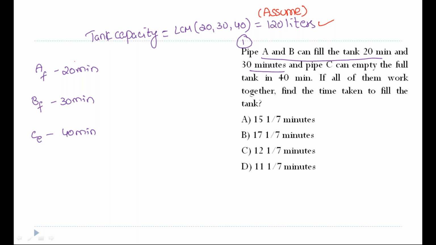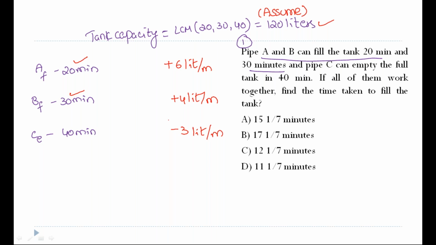Now 120 liters can be filled in 20 minutes, meaning pipe A fills 6 liters per minute. And 120 liters you can fill in 30 minutes, so pipe B can fill 4 liters per minute. 120 liters is emptied in 40 minutes. Now, guys, see this, the minus sign is for opposite work. It is removing, so this empties the tank, it's removing.